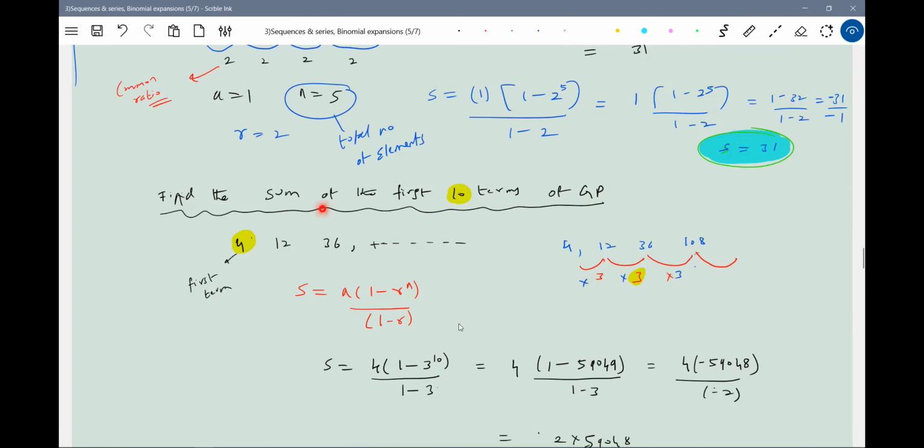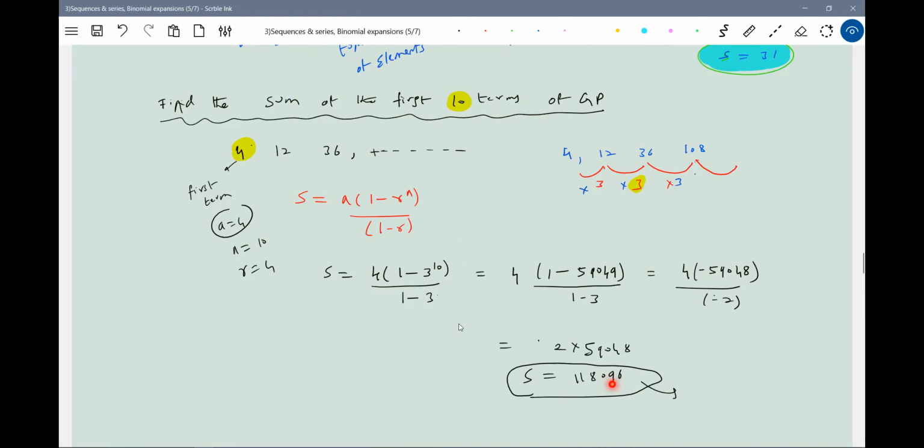Then sum to n terms. I'll use this formula. First term is 4, number of terms is 10, common ratio is 3. Okay, substitute all this here. We'll get the sum to n terms, sum to 10 terms. Is it advisable to add? If you have patience, okay, go for it. 108 by 3, add number. Again, that number element will come again, multiply by 3. Like that up to 10 terms. Then you add all that, you'll get this one. Or else use this formula. It's left to you.